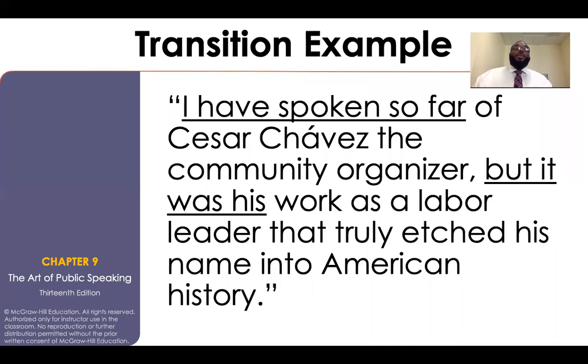As an example, you might say, I have spoken so far of Cesar Chavez, the community organizer, but it was his work as a labor leader that truly etched his name in American history. In this example, you can see that the speaker has already talked about Cesar Chavez as a community organizer. And the next main point that will be discussed is the fact that he was also a labor leader.